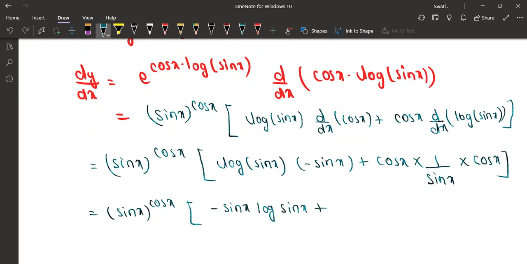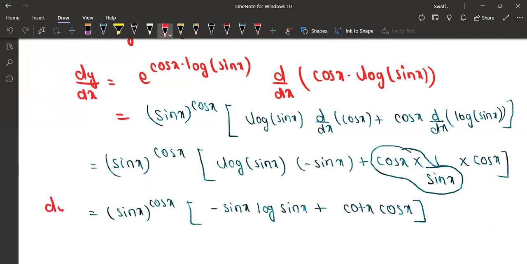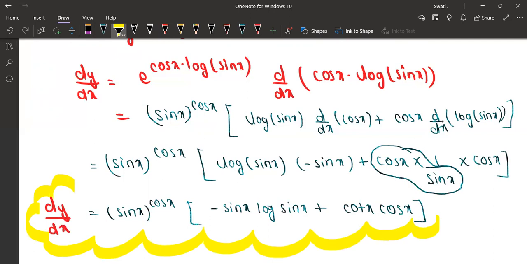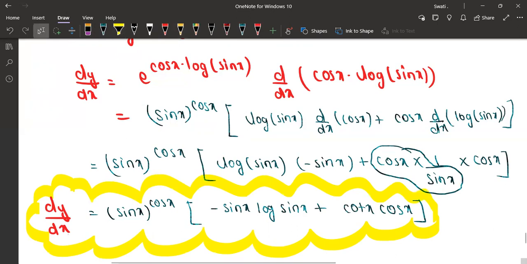So if you want, you can also write down this as cos x into cos square x upon sin x. But what I'll do here is I'll write down cos x over sin x as cot x, and then cos x. So cot x into cos x. And we cannot simplify this further. So we can leave our answer here only. So therefore the answer is dy dx is simply this one. Right? So this is the answer. Now we can go to the next question. So let's move to the next question.